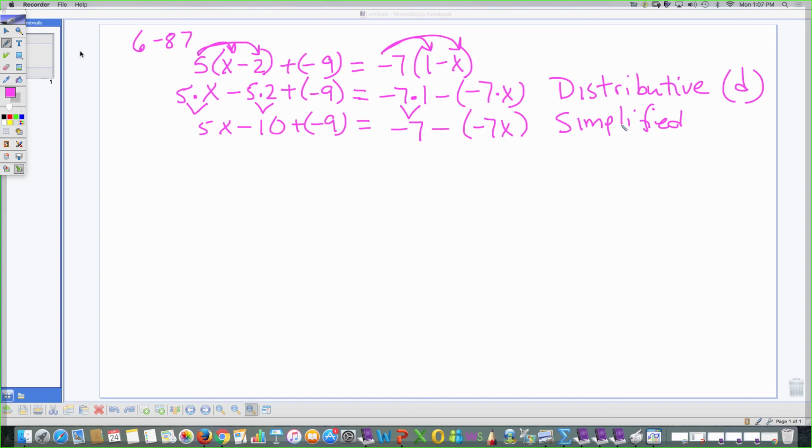All right, now I'm going to go through here and add the opposite. So I have 5x, copy the first number. The subtract sign turns to addition, and then we're going to write the opposite of the number being subtracted. So the opposite of 10 is -10. And then we have the -9 that's already in the problem.